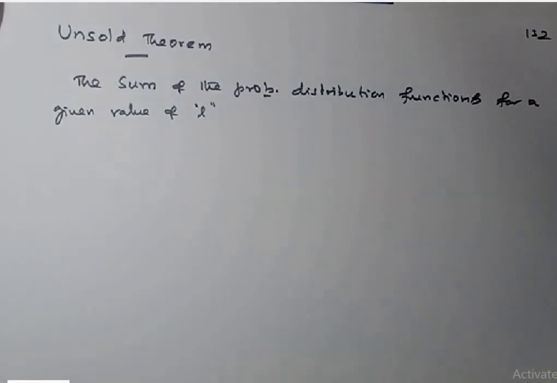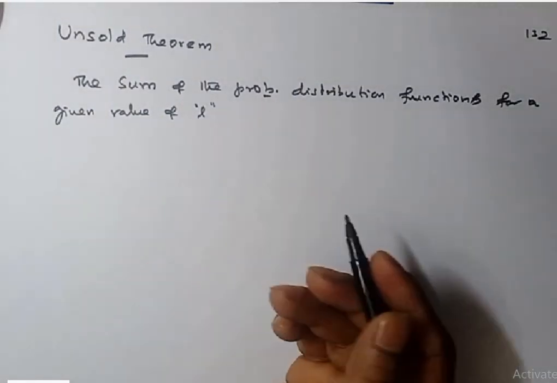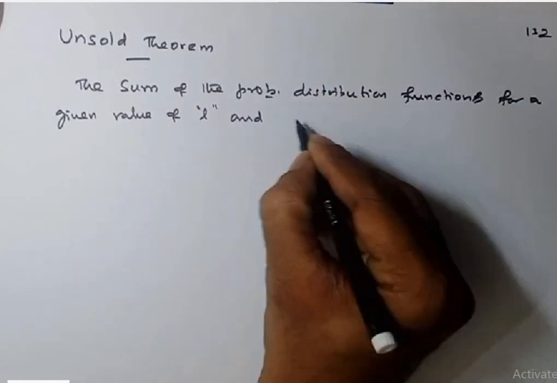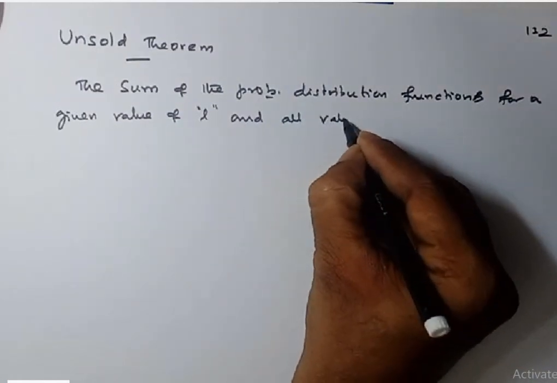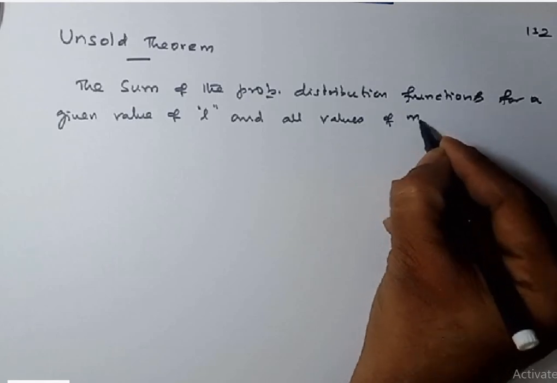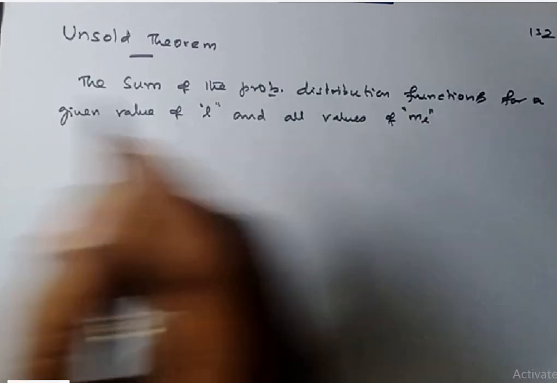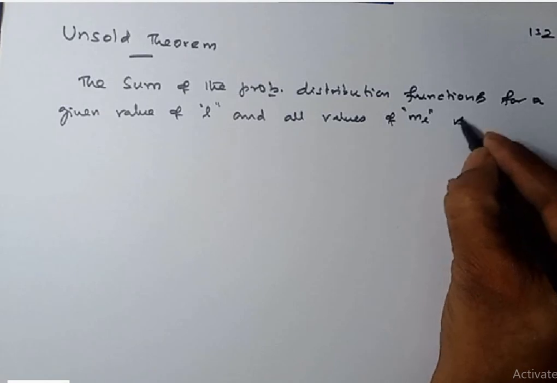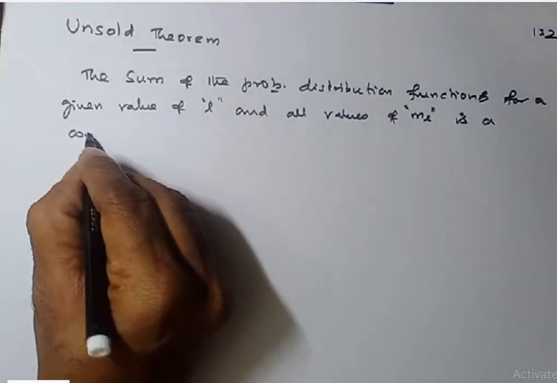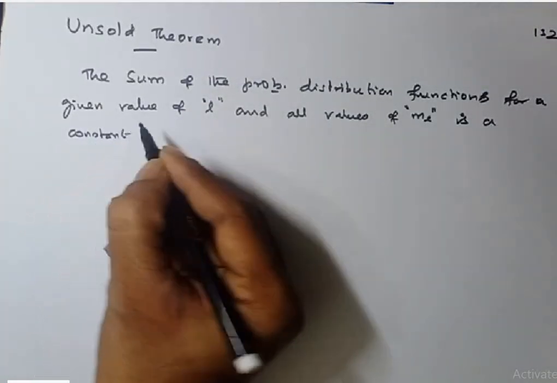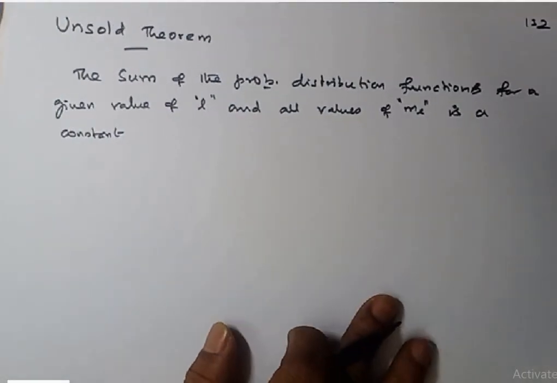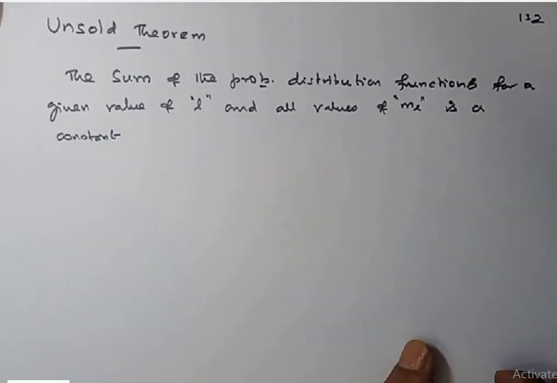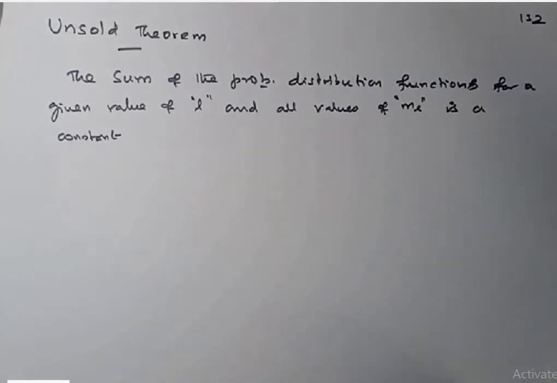for a given value of L and all values of ML, is a constant. This is what we call Unsöld's theorem. This quantity is a constant. The sum of the probability distribution functions for a given value of L and all values of ML is a constant. What is meant by this?